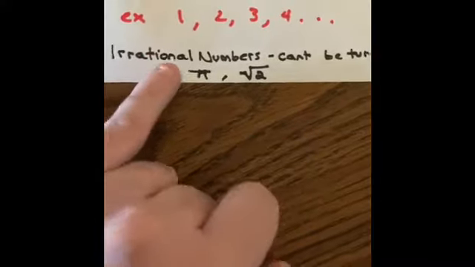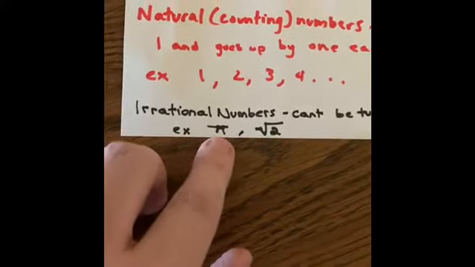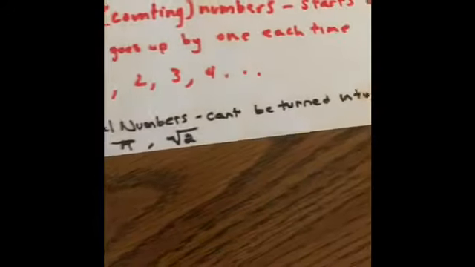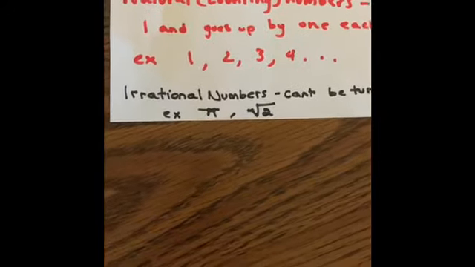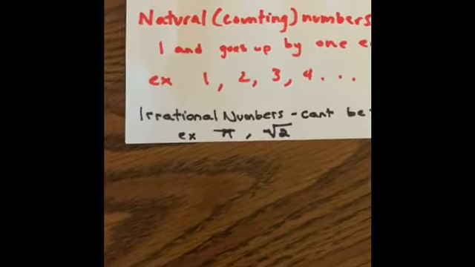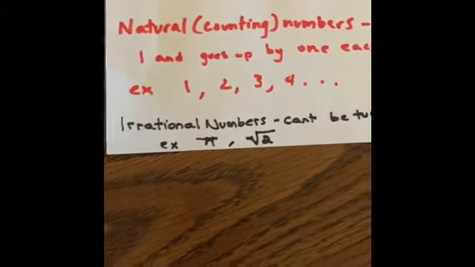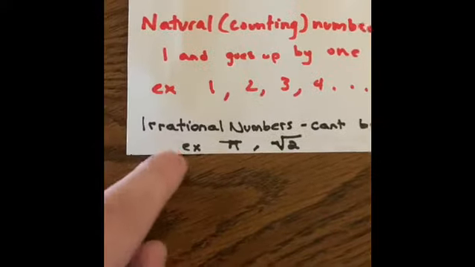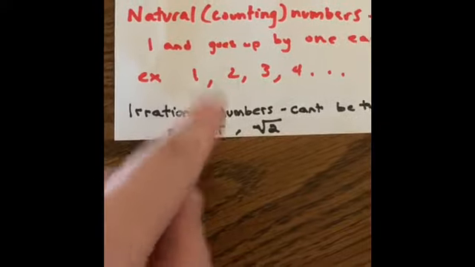So what you couldn't have, what would make it an irrational number, or can't be turned into a fraction, would be a number like pi or a number like the square root of 2. What those things do is they would go on forever. So pi would be 3.14, and then it continues on forever, and you don't know what the next number would be. So that would be an example of an irrational number.